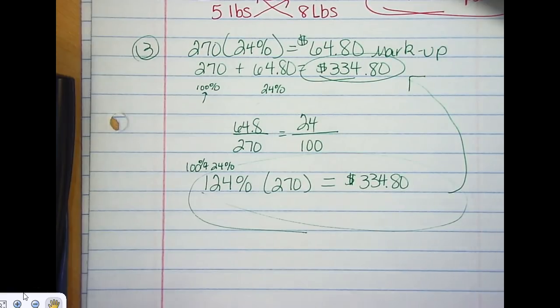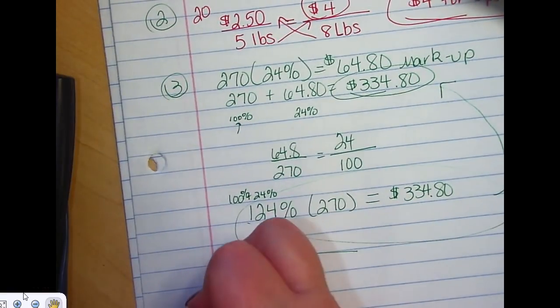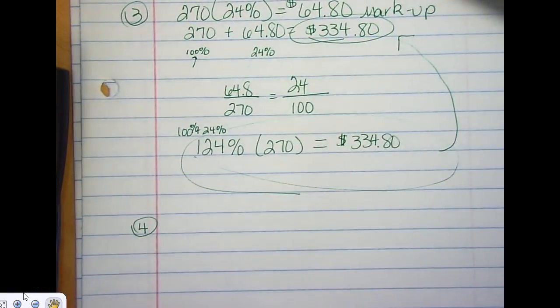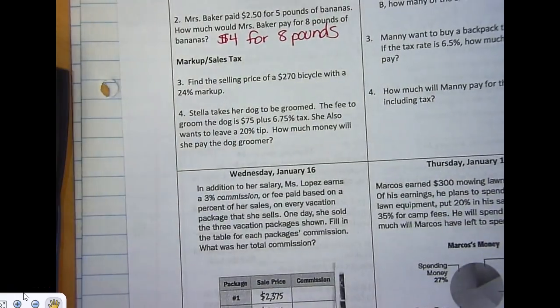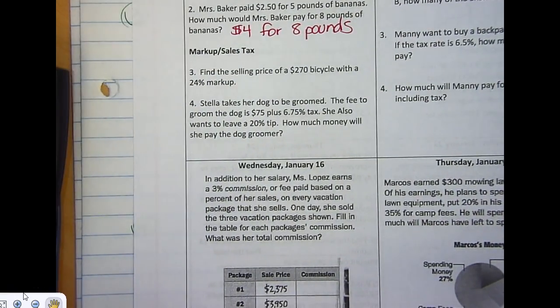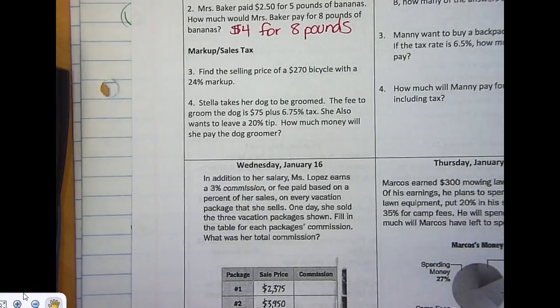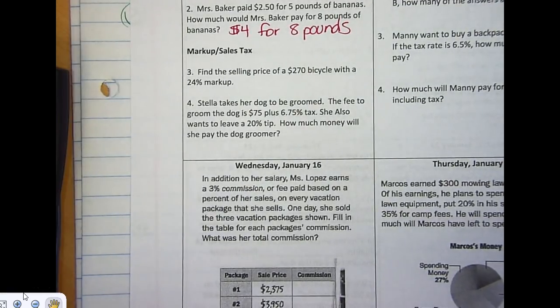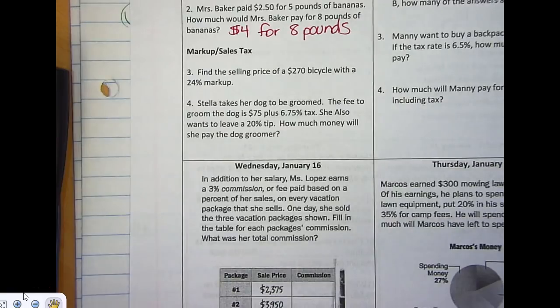All right. Let's look at number 4. I don't think it's going to work with number 4. I mean, I guess it probably could. Let's look at it. Stella takes her dog to be groomed. The fee to groom the dog is $75 plus $6.75 tax. She also wants to leave a 20% tip. How much money will she pay the dog groomer? So it actually might be easier to solve it the way we just did.